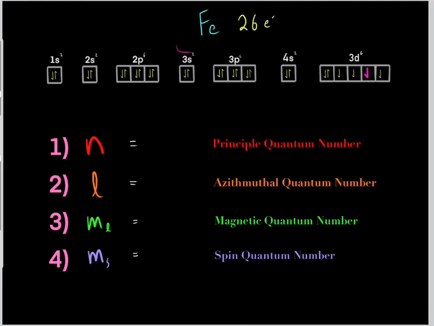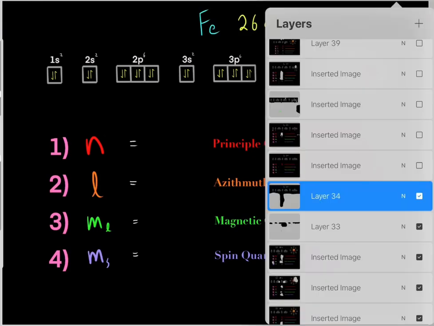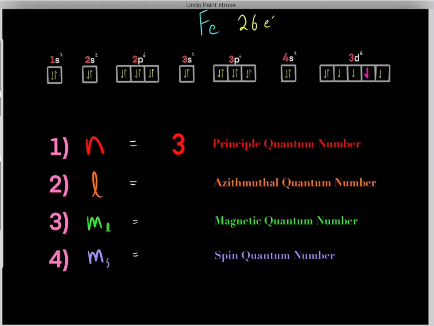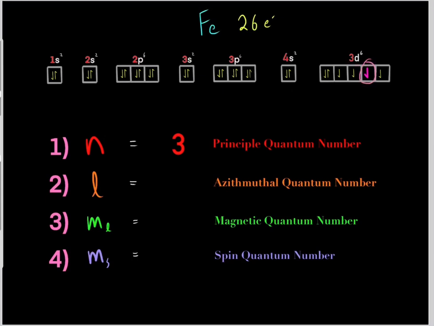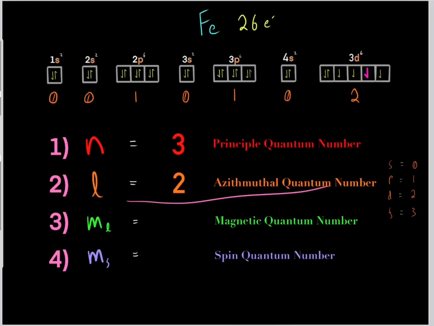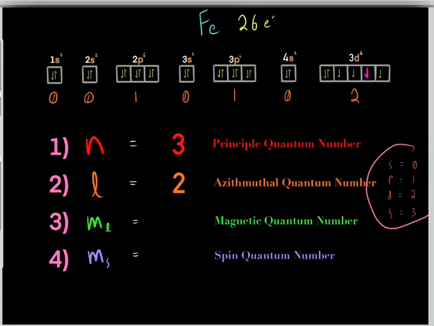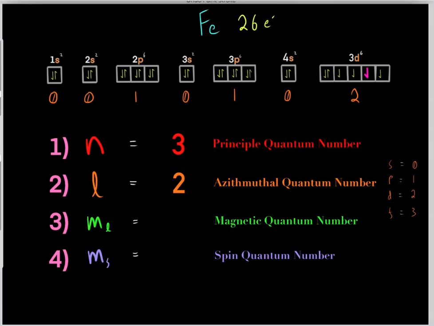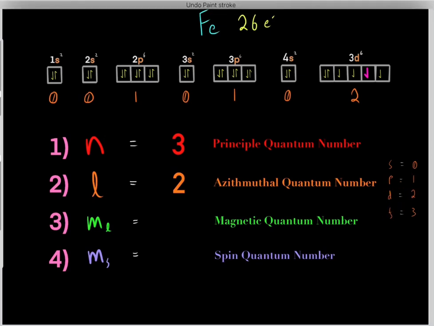So let's try another example. Let's say we have iron. What are the 4 quantum numbers of this particular electron? Well, we know the principal quantum number is just the orbital number. So again, we have 1 orbitals, 2 orbitals, 3 orbitals, and 4 orbitals. But this particular electron is in the 3d orbital, so therefore it has a principal quantum number of 3. So what about the azimuthal quantum number? Well, remember, you just have to simply memorize these rules, where the s orbital has an azimuthal quantum number of 0, the p orbital has a number of 1, d orbital 2, and f orbital 3.